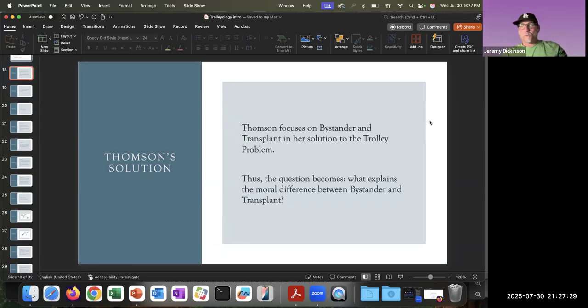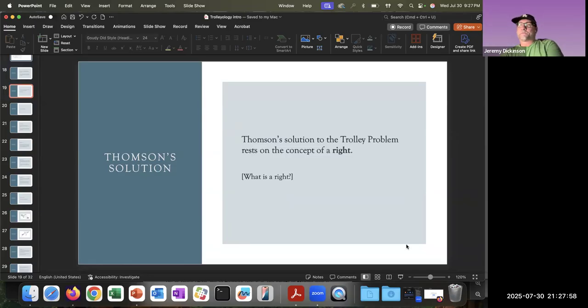Okay, so we know that when Thomson's considering the trolley problem in the second half of the paper, roughly, she's considering the bystander case, or what she calls a bystander to the switch case, and the transplant case. And she wants to know what the moral difference is between those cases. So that's another way of formulating the trolley problem.